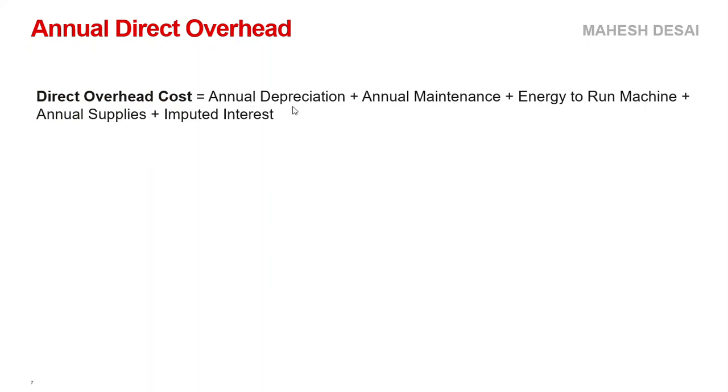So, annual direct overhead rate. Let's see what the formula for this is. Annual direct overhead cost is calculated from annual depreciation of the machine, annual maintenance, energy to run the machine, annual supplies, and imputed interest. We will talk one by one about annual depreciation, annual maintenance, energy to run the machine, annual supplies and imputed interest.